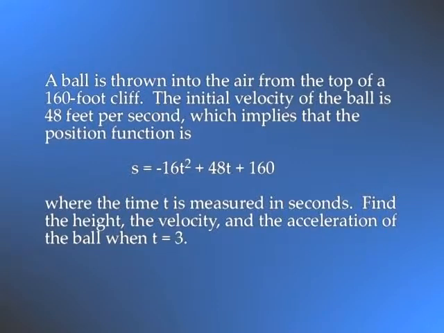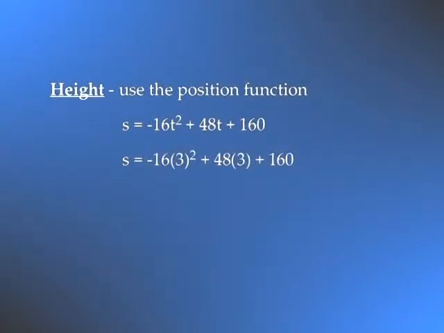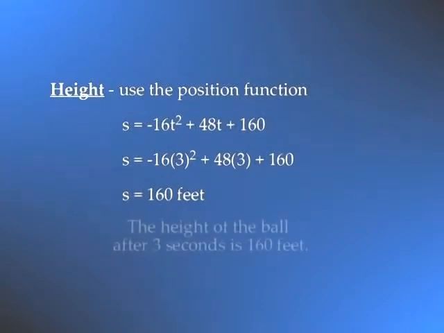Now, to find the height, we use the position function, and all we do is replace t with 3 in the position function and evaluate. And when we do that, we find that the height is 160 feet. So we say that the height of the ball after 3 seconds is 160 feet.